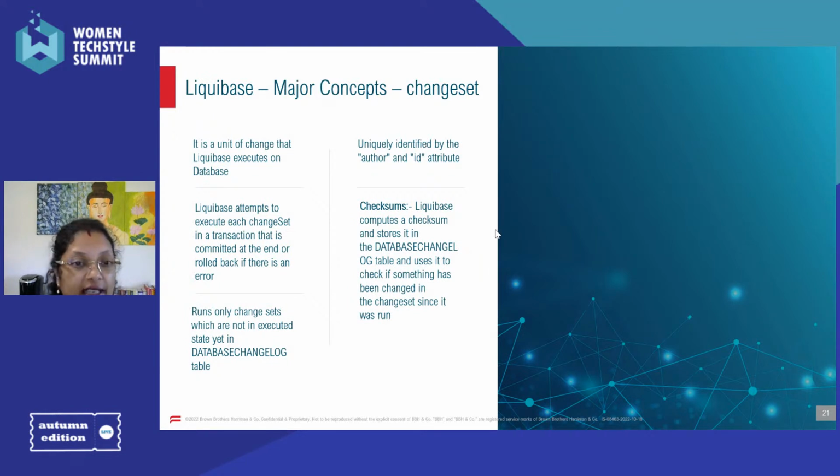Each change set is uniquely identified by the author and an ID attribute. And there is a concept of checksums. It's a cool concept in Liquibase. Basically, Liquibase computes a checksum and stores it into this change log table and uses it to see whether anything changed in this particular change set. If so, it will try to run it again.